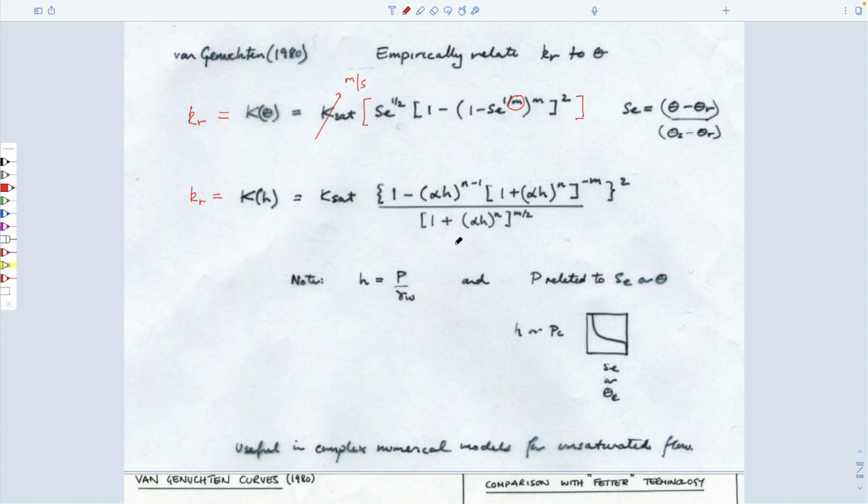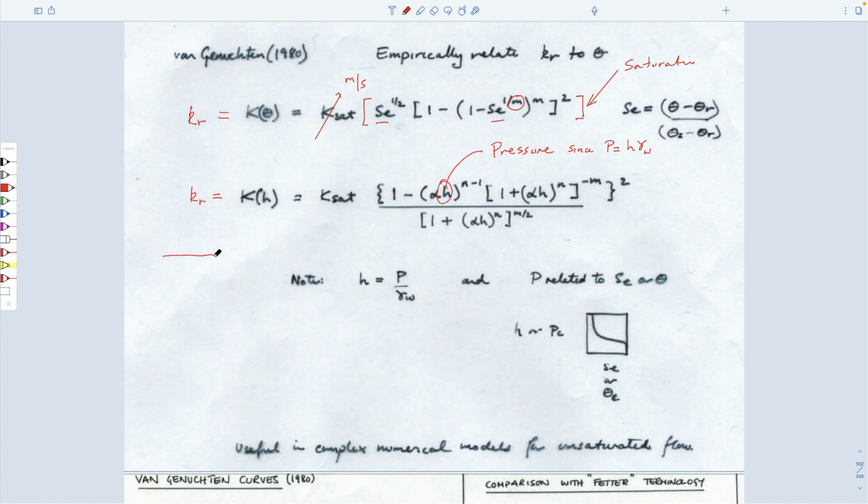Or it can be defined as a function of, so this is defined as a function of saturation. Of course, as you see, because it's got this term in it. And this is as a function of pressure. And it's a function of pressure since pressure is equal to head multiplied through by unit weight of water, right?